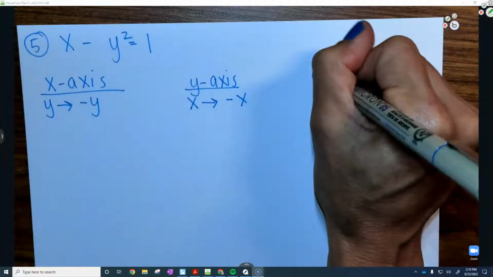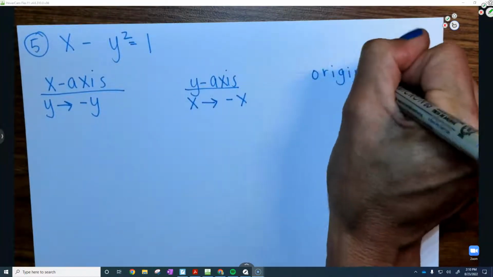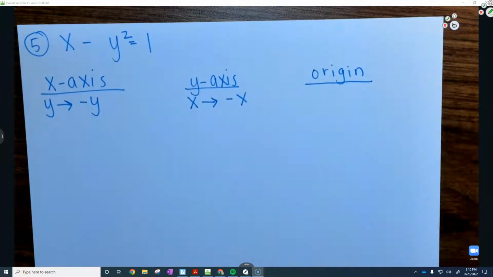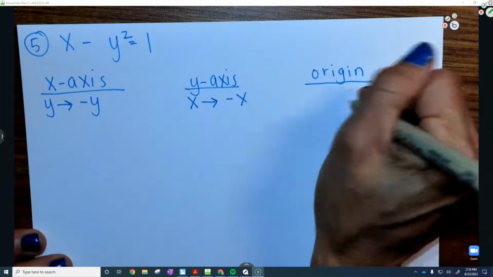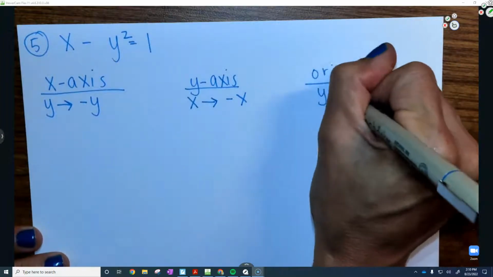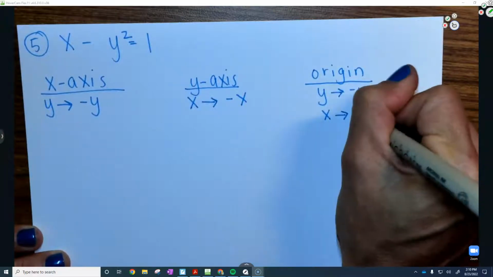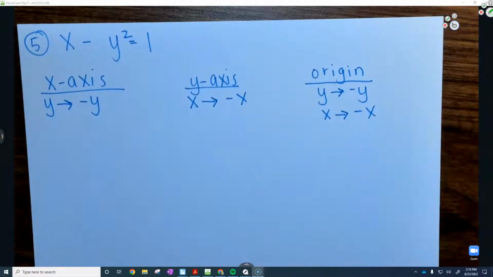Yes, ma'am? After one test fails, do we automatically know it's not a function and we don't have to test... We'll summarize it. You'll figure it out. There's a pattern. For the origin, you've got a 1-2 punch. You got to replace your y and your x. It's the only way you're going to figure out if it's determined symmetrical about the origin. All right, so here we go.